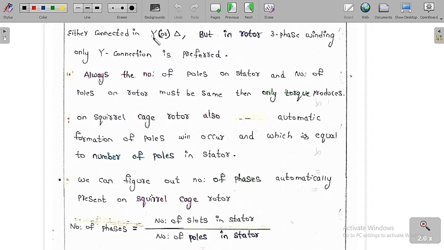So these are the important points that you always have to remember. Therefore, in a slip ring induction motor, the windings are present on the rotor also. We keep the same number of coils on the rotor as on the stator, and the terminals we take outside. In the stator, the three-phase winding can be connected in either star or delta, but in the rotor, only star connection is preferred.